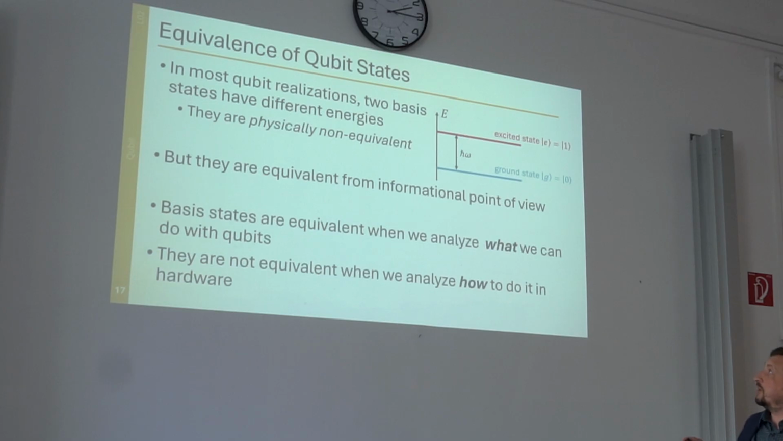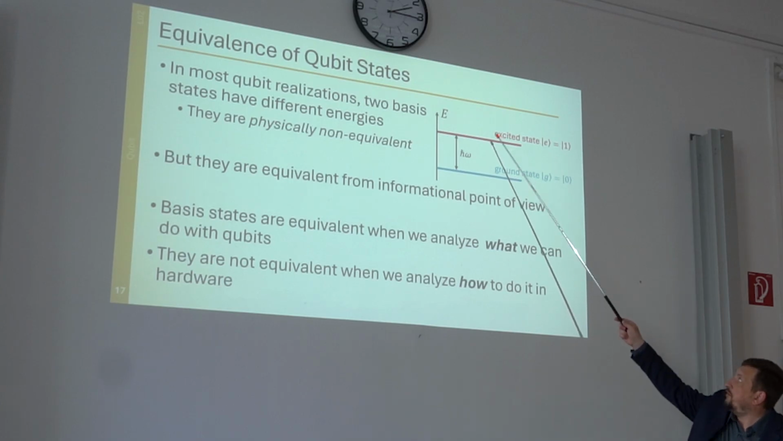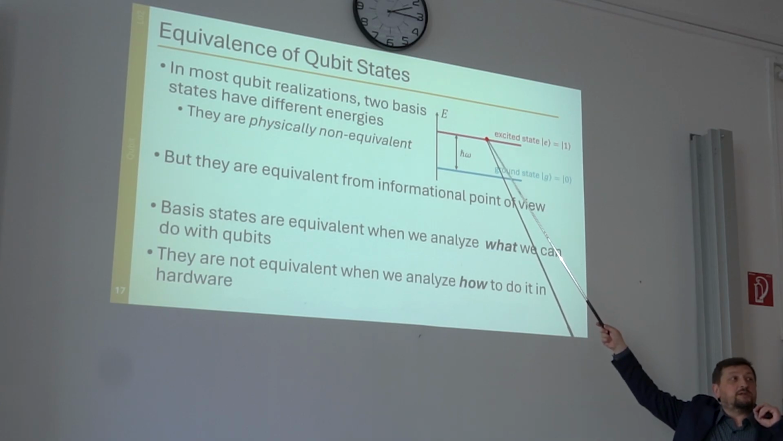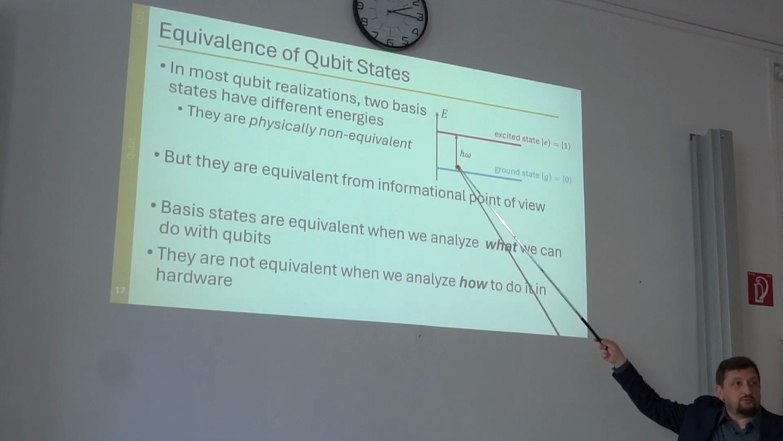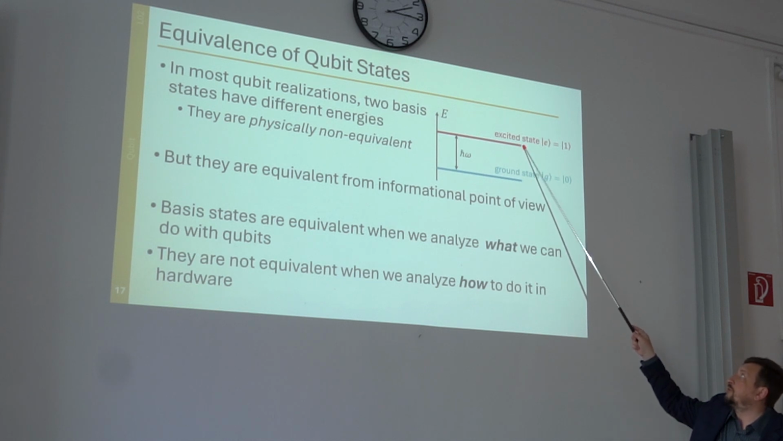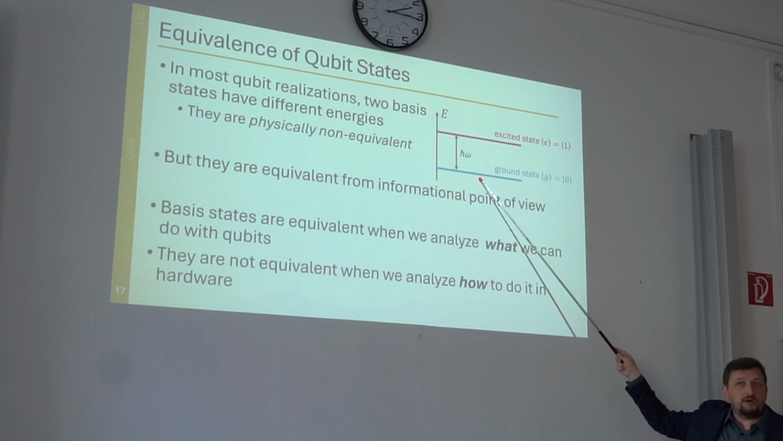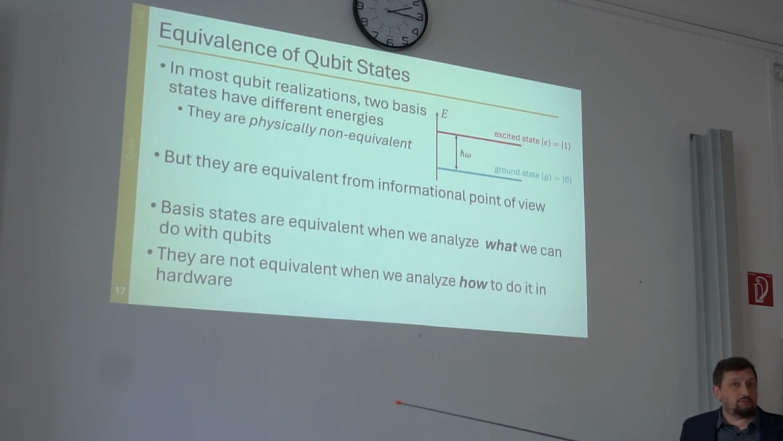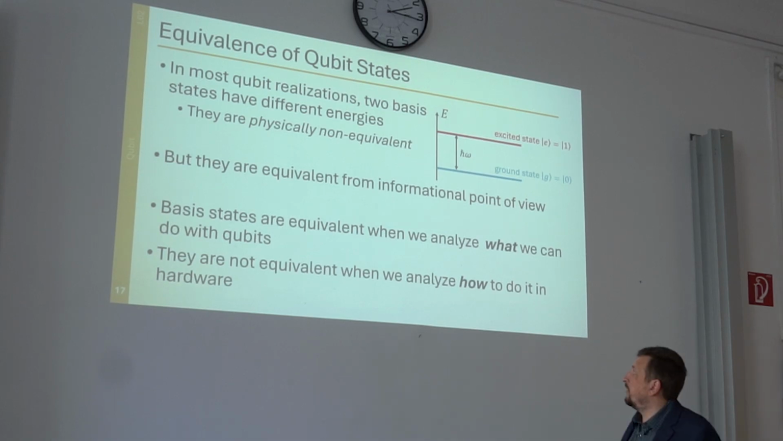Okay, so one note here. In most qubit realizations, these two states have different energies. They are physically non-equivalent. For example, suppose we have an atom with such a structure. If the atom is here, it can spontaneously radiate a photon and go to the lowest level. So there is a possibility of spontaneous transition from this excited state to the ground state. But the inverse process is not possible if there is no thermal noise and no other noise. So they are physically non-equivalent, usually.